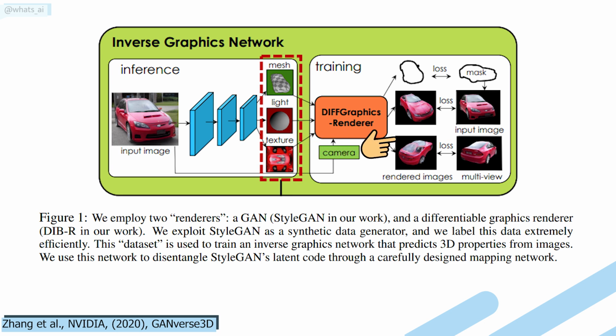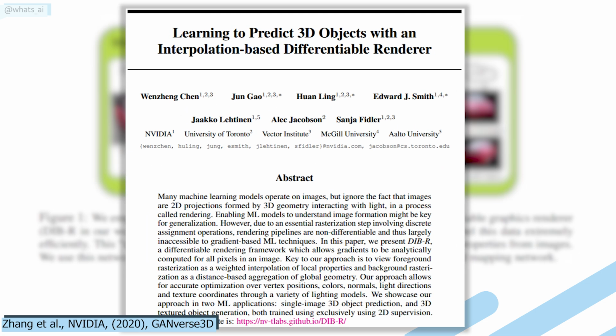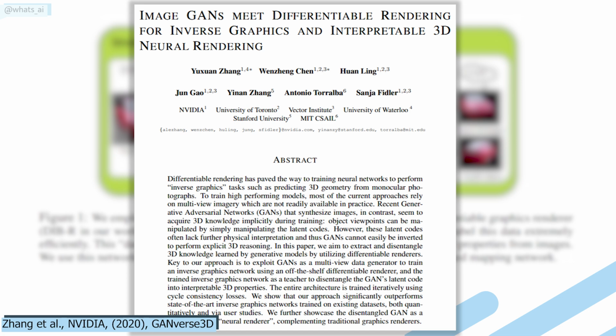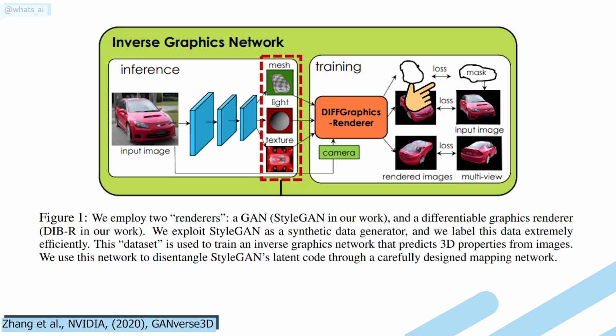In this architecture, the renderer is a state-of-the-art differentiable renderer called DIBR, here referred to as Diff Graphics Renderer. It's called a differentiable renderer because this technique, also developed by NVIDIA, just like StyleGAN and this very paper, was one of the first to allow the gradient to be analytically computed over the entire images, making it possible to train a neural network to generate the 3D shape. You can see that they mainly use state-of-the-art models for each individual task, because the overall architecture is much more important and innovative than these models themselves that are already extremely powerful on their own.